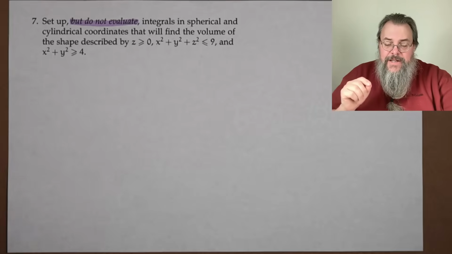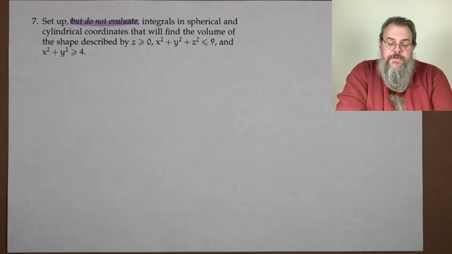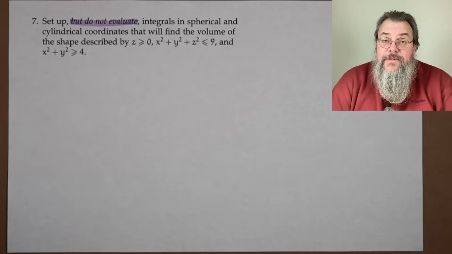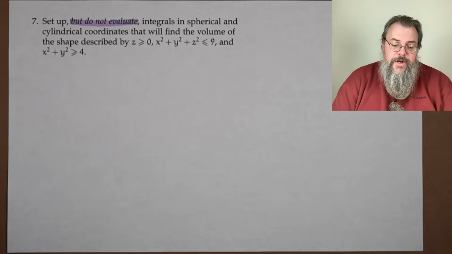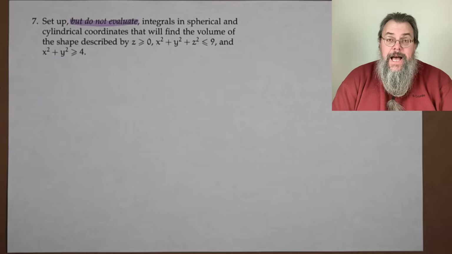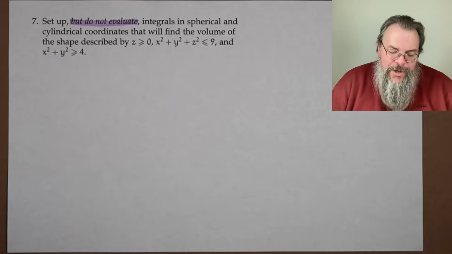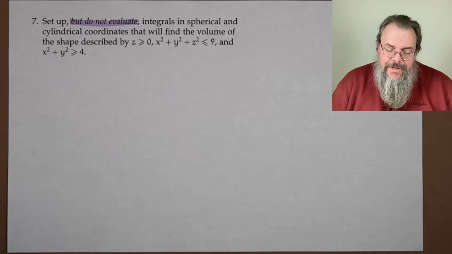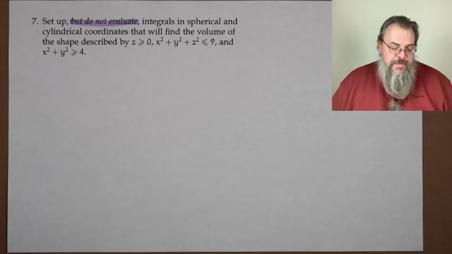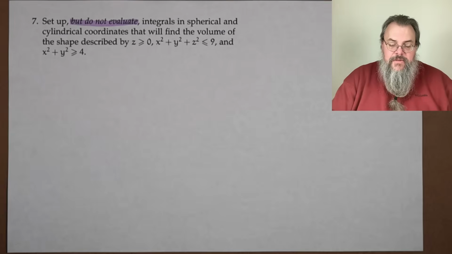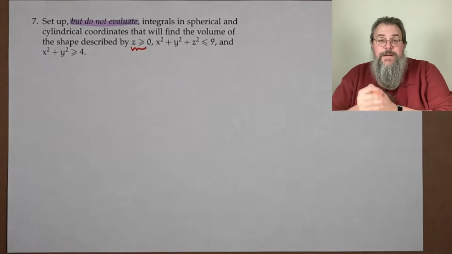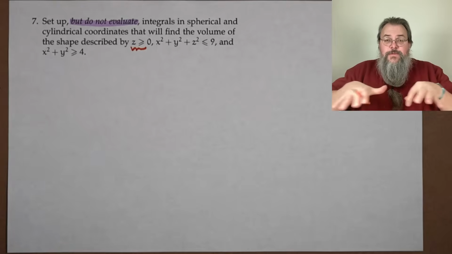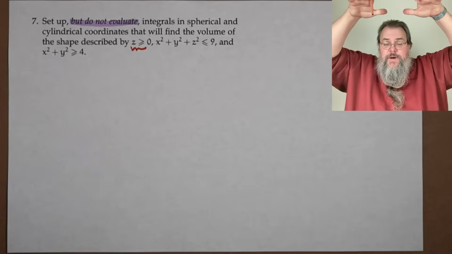Integrals in spherical and cylindrical coordinates that will find the volume of the shape described by z greater than or equal to 0, x squared plus y squared plus z squared less than or equal to 9, and x squared plus y squared greater than or equal to 4. Okay, all right. Well, let's think about what these pieces are telling us. Now, z greater than or equal to 0, that one is not so hard, because we know what z equals 0 is. That's our floor, that's the xy plane.